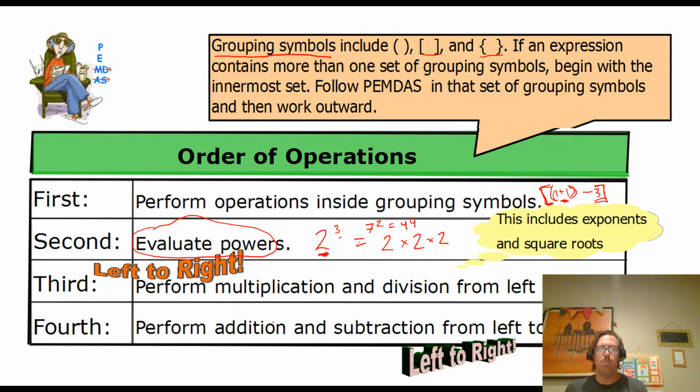All right, third, left to right. We do multiplication division left to right. So our MD stands for multiplication division. And fourth, addition subtraction, that also goes left to right. Let's get into some examples.